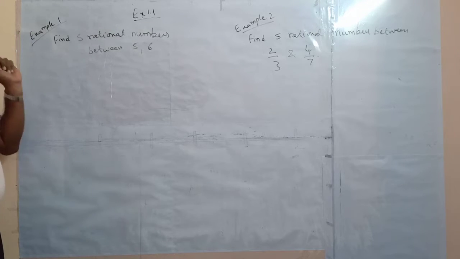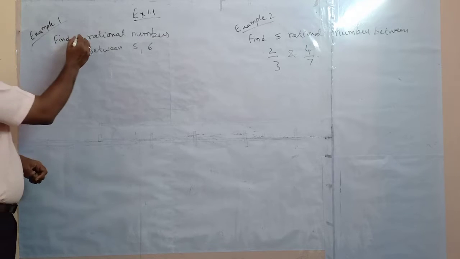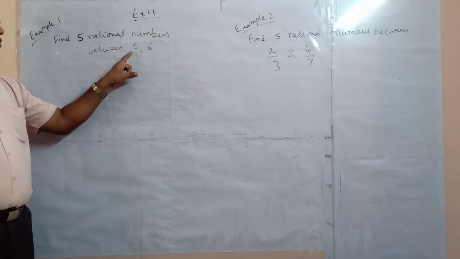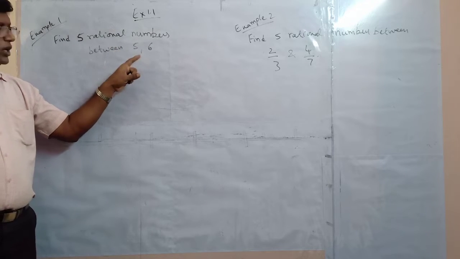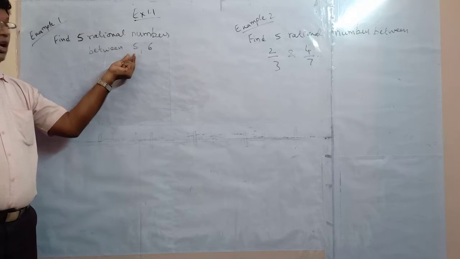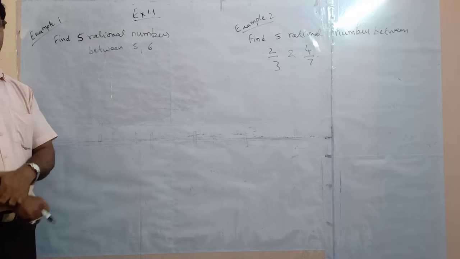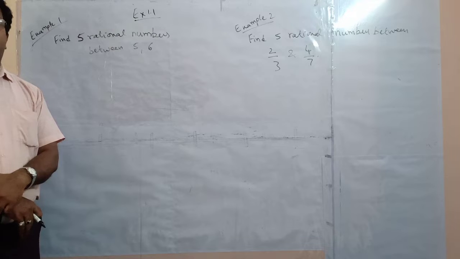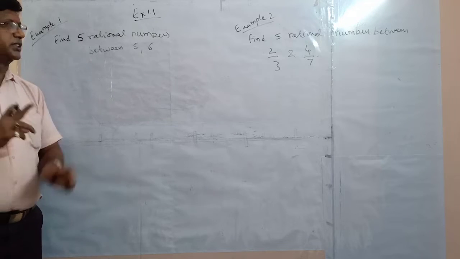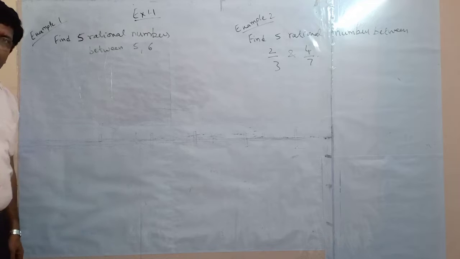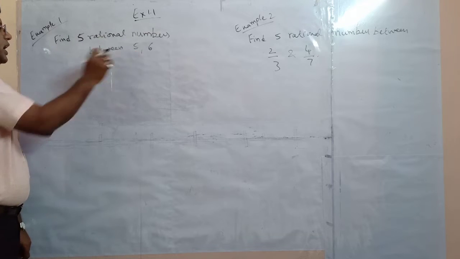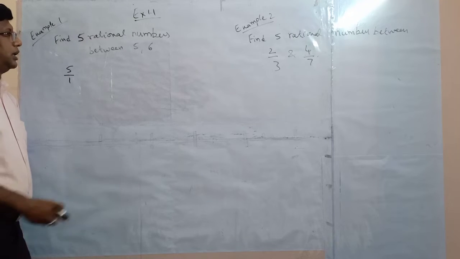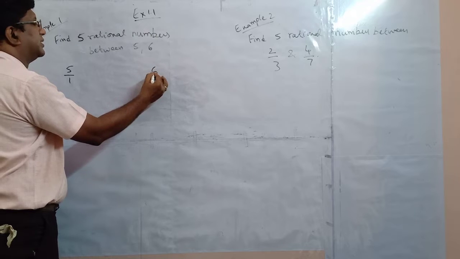Now, the first example I have taken is: find 5 rational numbers between 5 and 6. You know, they look like positive integers, but they are also called rational numbers. So how do we find rational numbers between 5 and 6 is the question. The first step: we write them in terms of rational numbers. So 5 can be written as 5 by 1. Similarly, 6 can be written as 6 by 1.